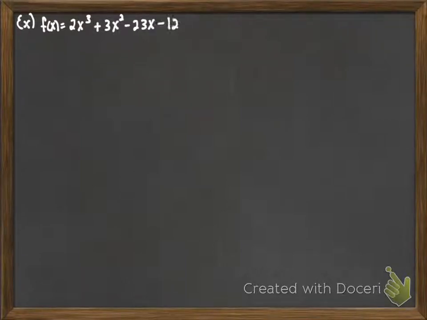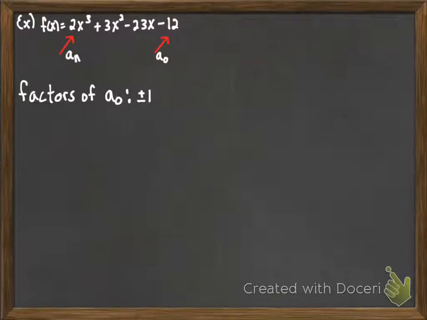So consider the polynomial 2x to the third plus 3x squared minus 23x minus 12. We first recognize a sub n and a sub 0. We then look at the factors of a sub 0. So first, plus or minus 1. Factors can be positive or negative numbers that would multiply to give you negative 12. And then we list all the factors of negative 12 out: plus or minus 2, plus or minus 3, plus or minus 4, plus or minus 6, and plus or minus 12. We then look at the factors of a sub n.